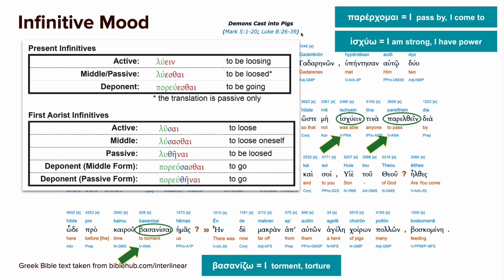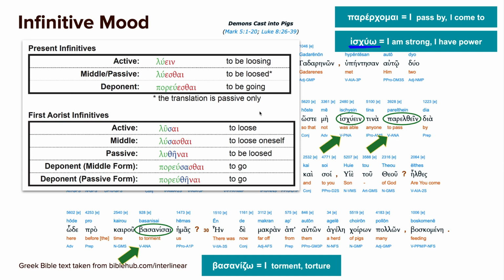This comes from the lexical form iskuo, I am strong, or I am strong enough, I have the power. So no one had the power to pass by. Now here we have two infinitives in a row. In English we translate this as no one was able, but in ancient Greek the form you're using is a negative me with the infinitive form of iskuo. So that means not to be able to pass is basically the literal translation. But we would make it sound a little better by saying no one was able.